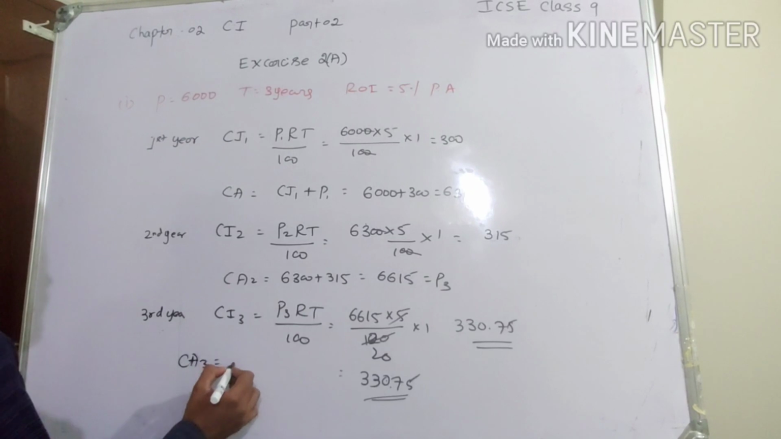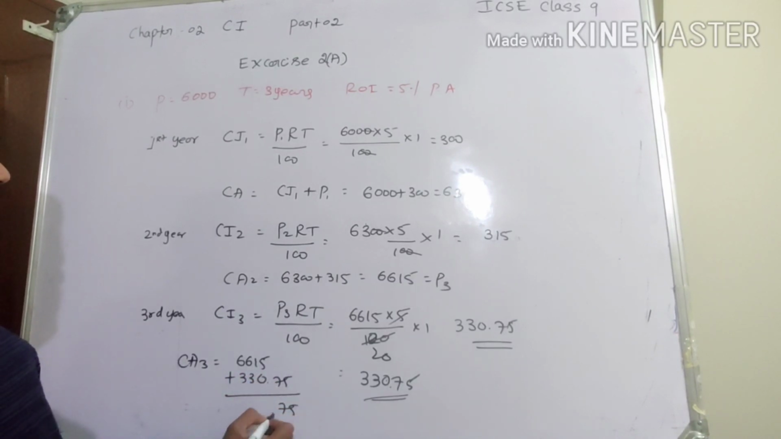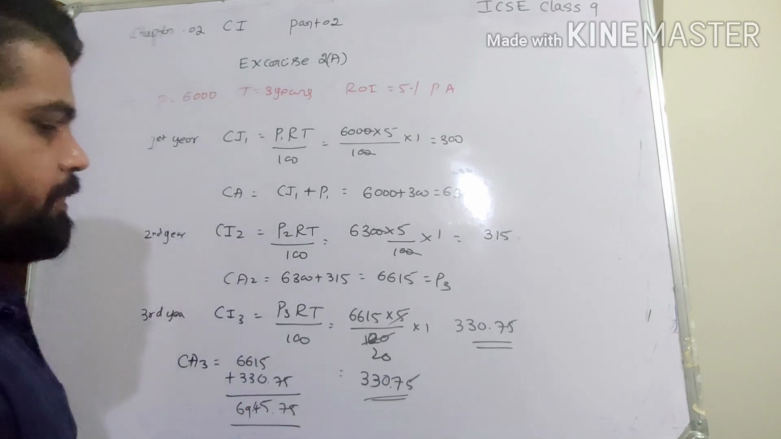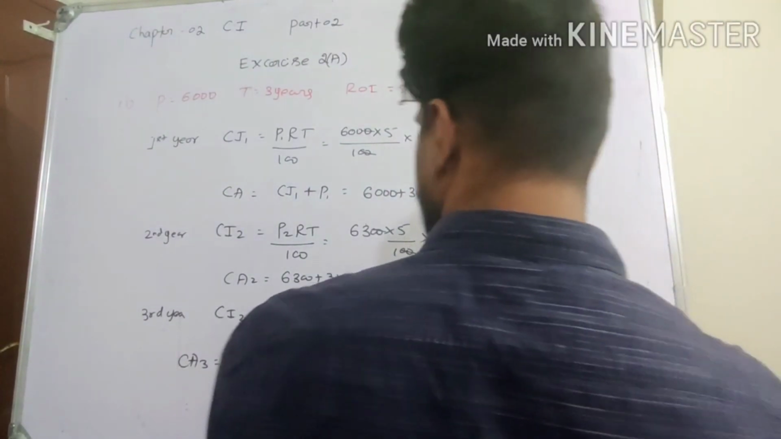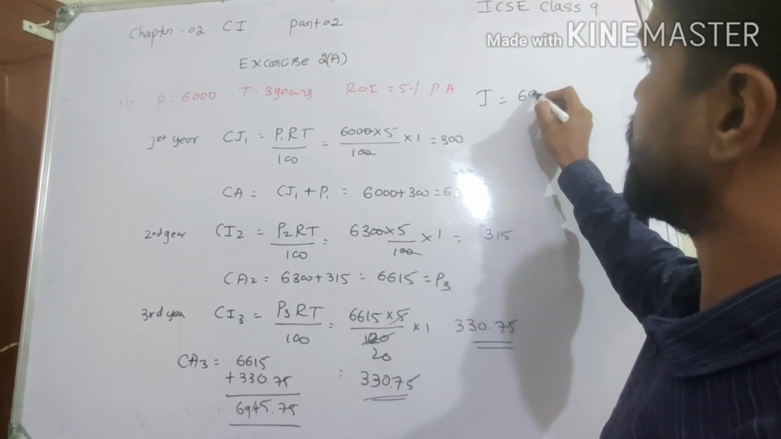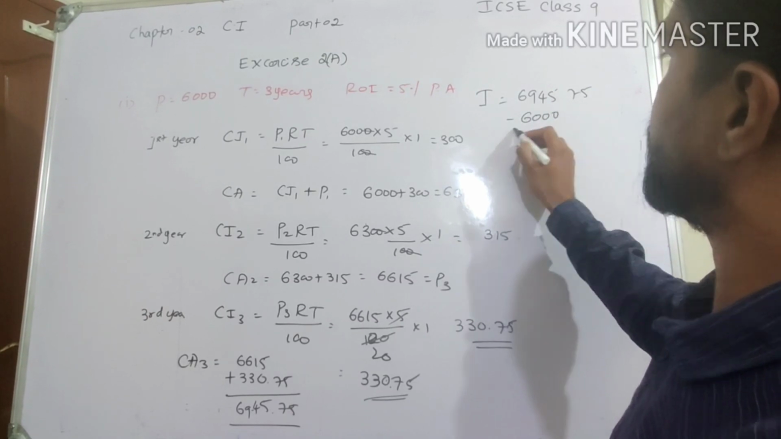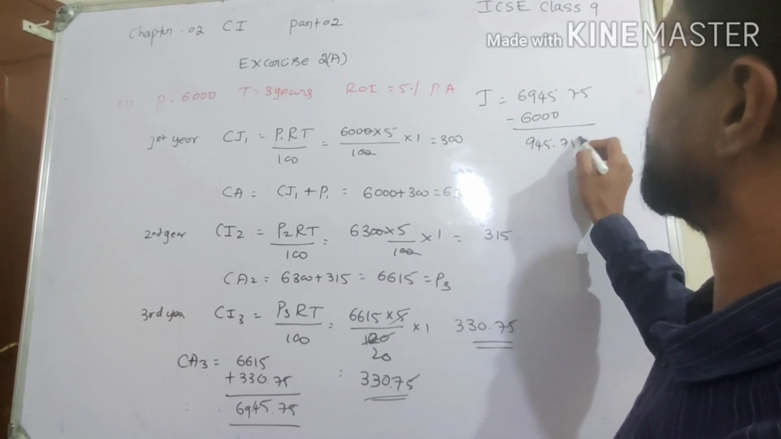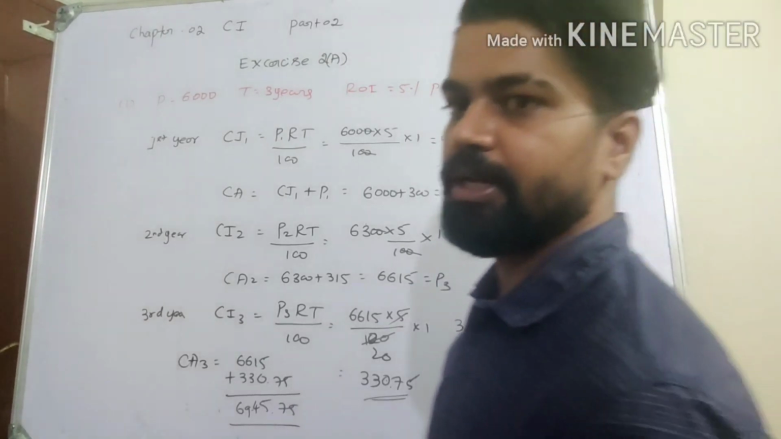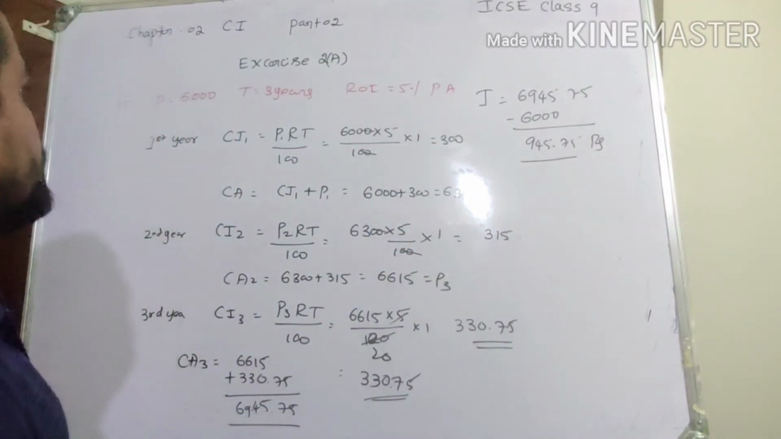So what is the compound amount for the third year? The compound amount for the third year is going to be 6,615 plus 330.75. We end up with 0.75 as it is, 6,945.75. Okay, that is the compound amount. So the total interest is going to be this minus this. The total amount we got is 6,945.75 minus 6,000, which is 945.75 rupees. That will be the interest we have got in total. So that is the end of the first sub question.